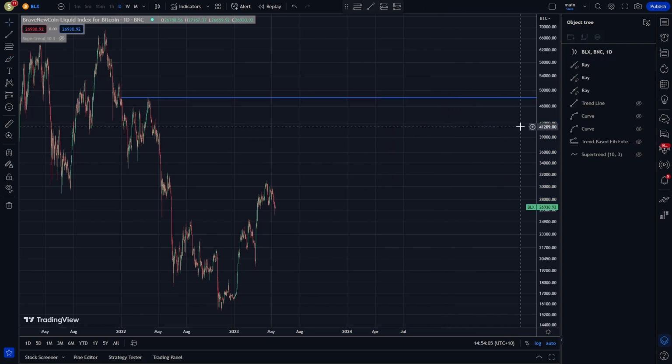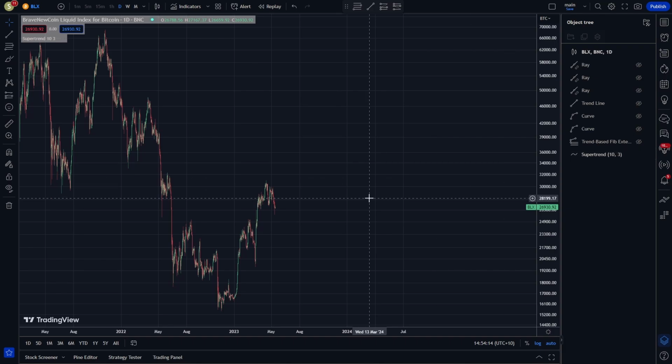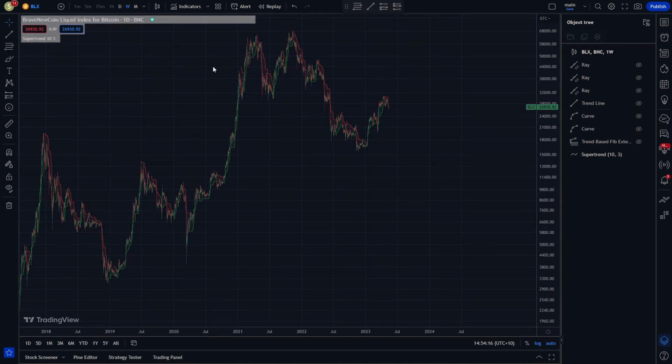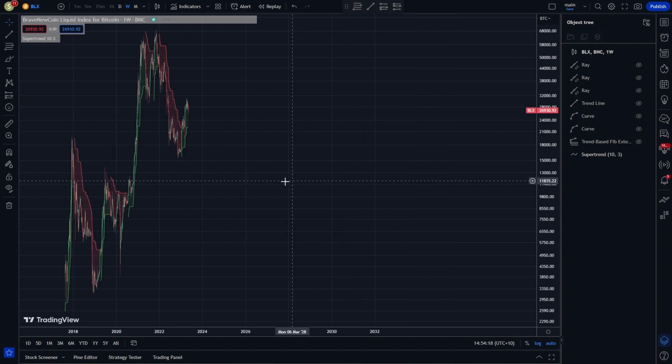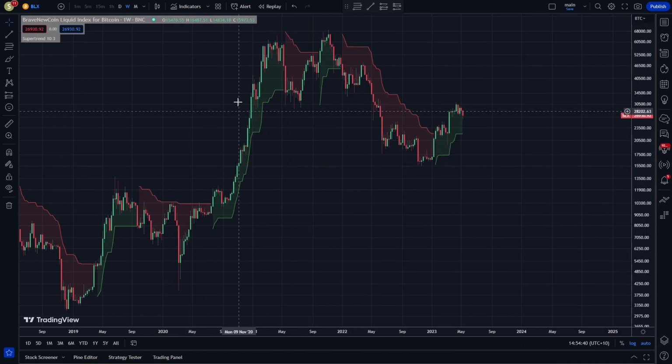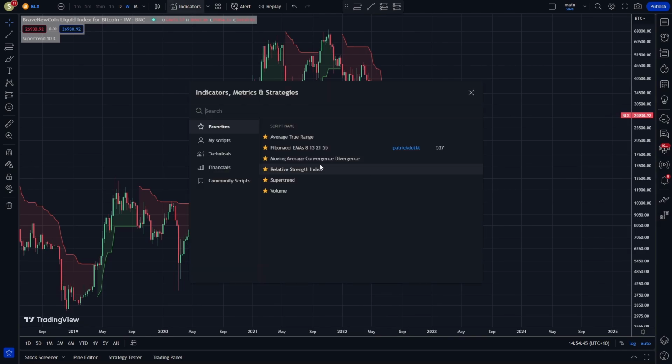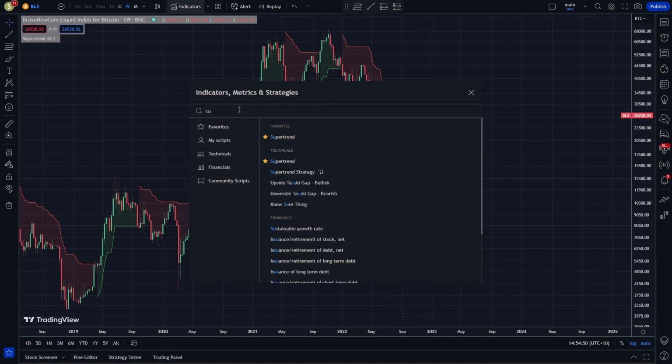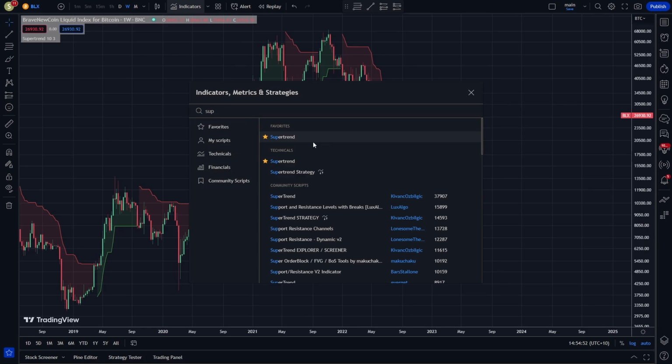Now, one other thing which I thought was interesting, if we turn off the lines here, I'll turn on what's called the Super Trend. And I'll go to the weekly time frame here. And we can see the Super Trend adds these funky little green and red lines. If you want this indicator, you can just click on the indicators button here, or just press the slash on your keyboard, go to technicals, type in sup, and Super Trend will hopefully come up for you.